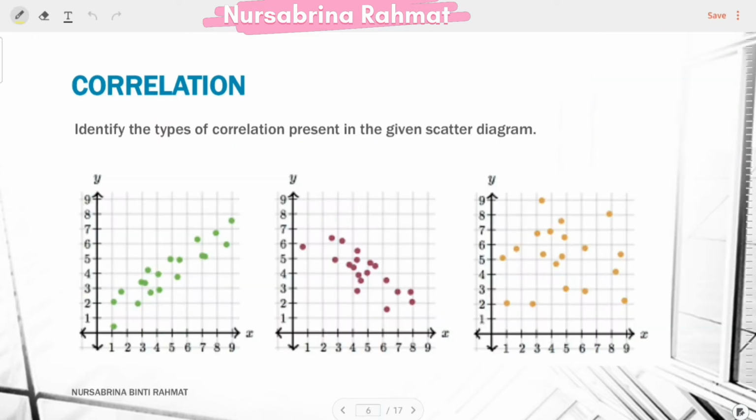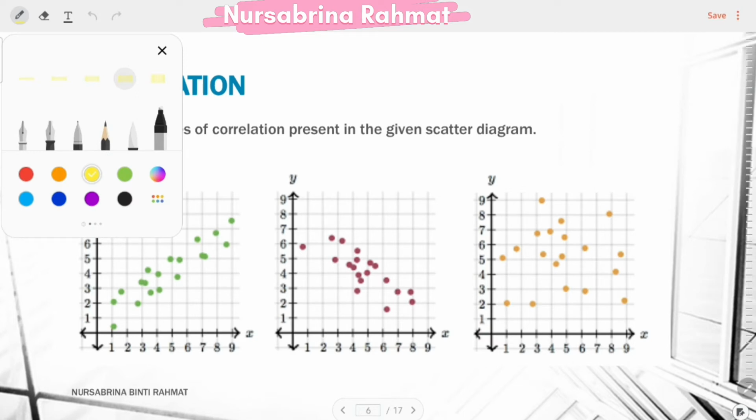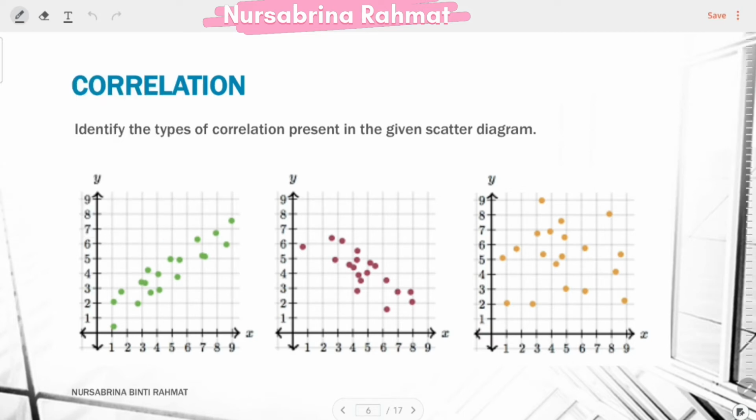Before we learn how to calculate, let's find out what kind of correlation is present in these three different sketches, these three scatter plots. In the first one, let's try to draw a line of best fit. I'm able to draw a linear line between y and x, and it has a positive gradient. So positive gradient means this one is a positive linear correlation.